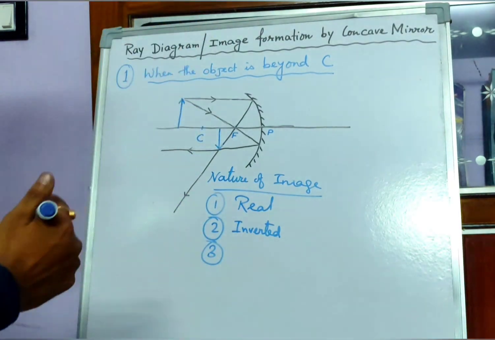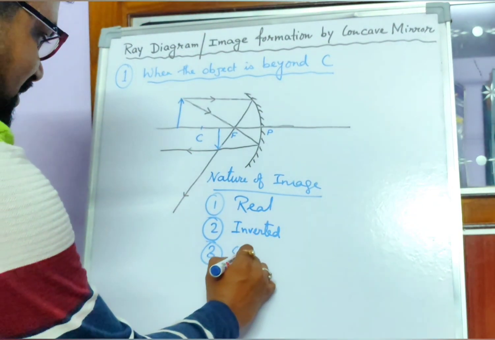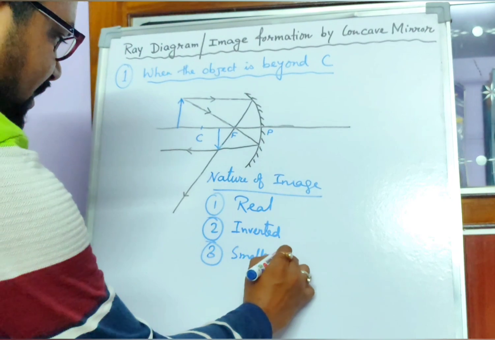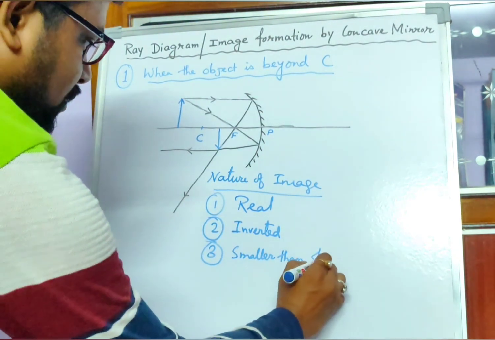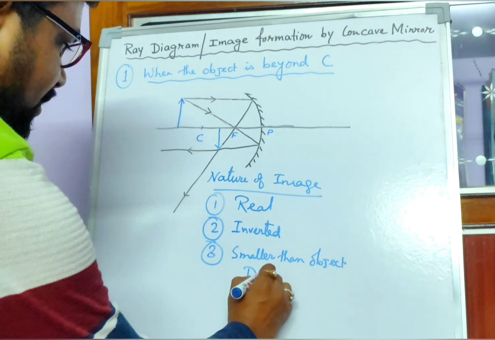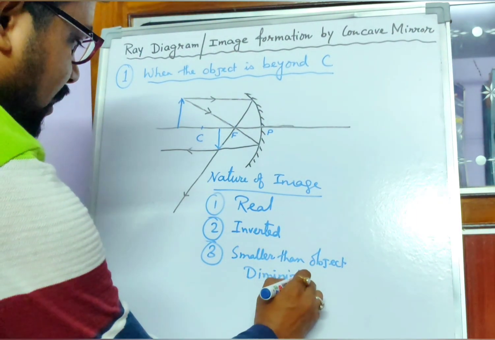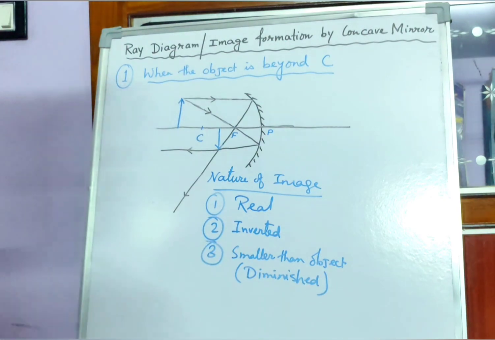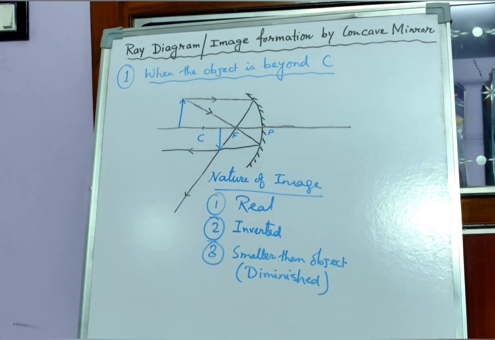If the image is smaller than the object, you can write image is smaller than object, and this is also called diminished. Remember, diminished means whenever the image is smaller than the object. This is the first case, where the object is placed beyond the center of curvature. For that, this kind of ray diagram is formed.